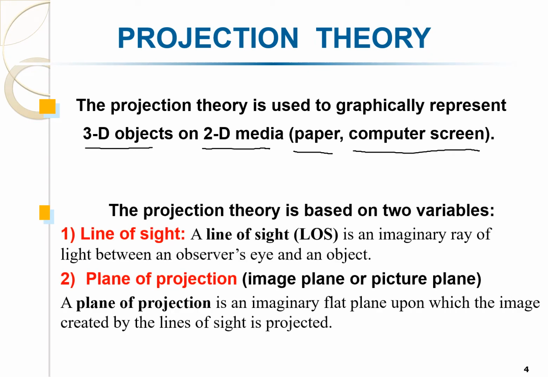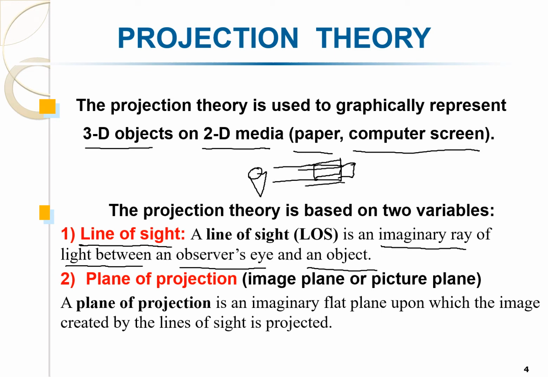So the theory of projection is based on 2 variables. The first variable is the line of sight. The line of sight is an imaginary ray of light between an observer's eye and an object. So let's suppose this is a 3D object, and this is the observer. The line of sight will be between the object and the observer.